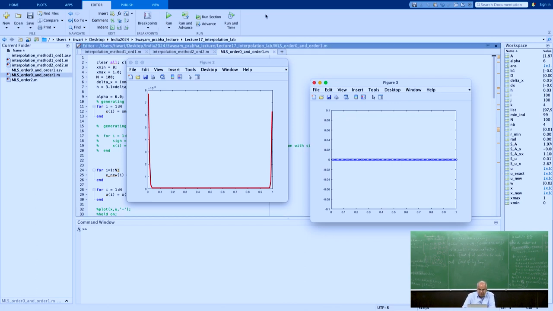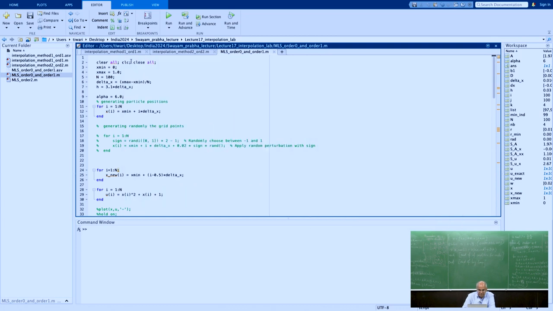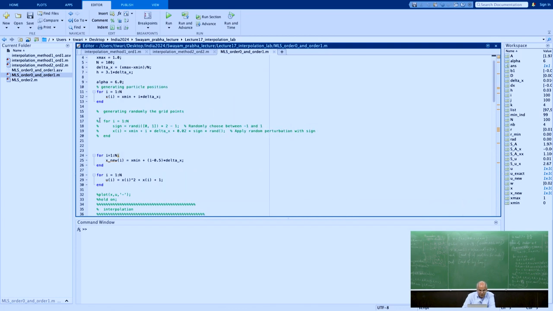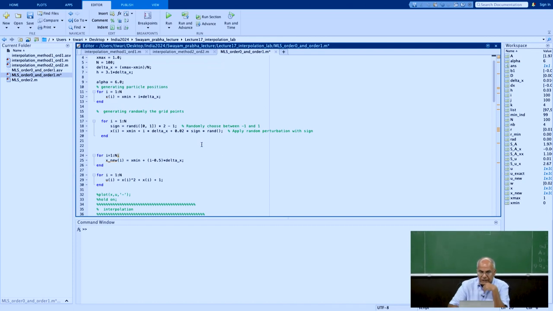Now let us make the points irregular. How can you make that here? Instead of generating this regular grid, I generate the points as I told you: I write epsilon times some random number and just give the sign either positive or negative. From that I can generate the random numbers. Let us see how it looks.